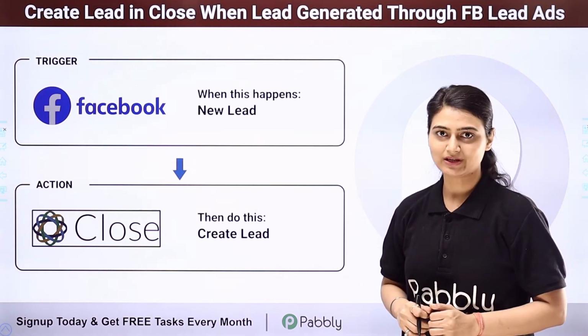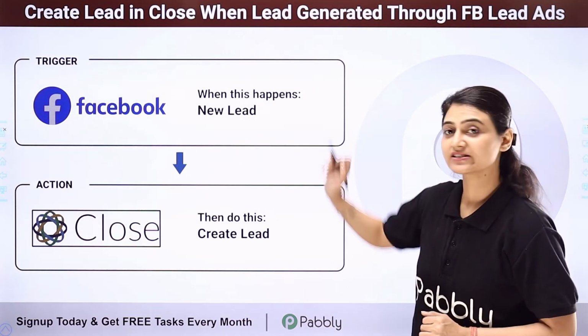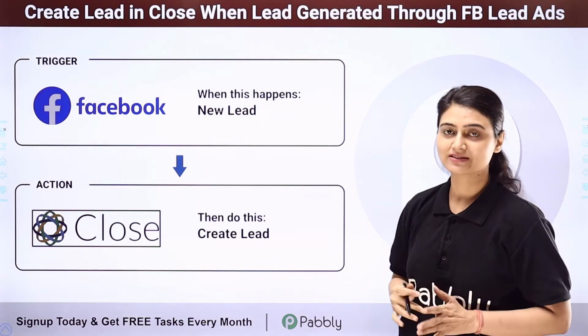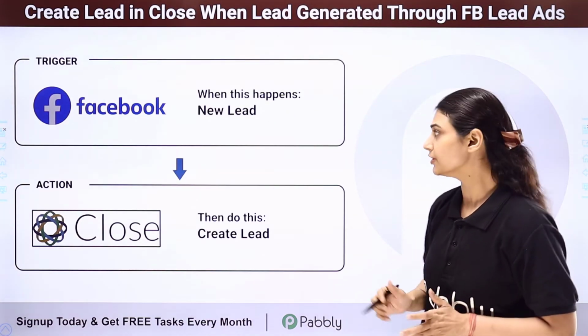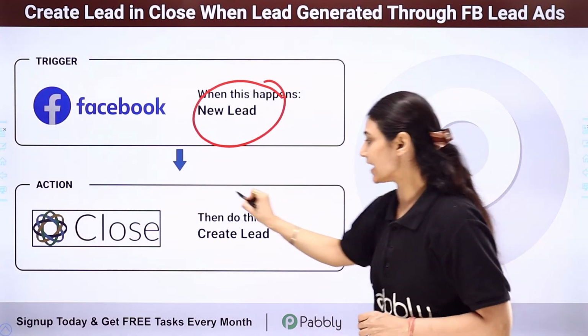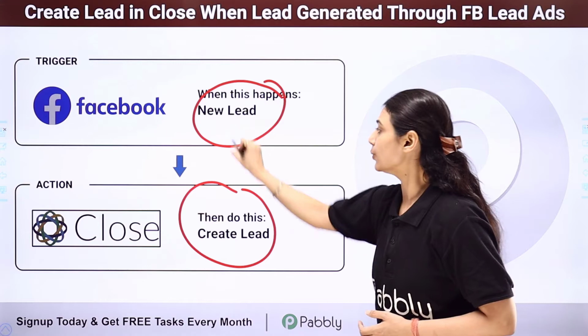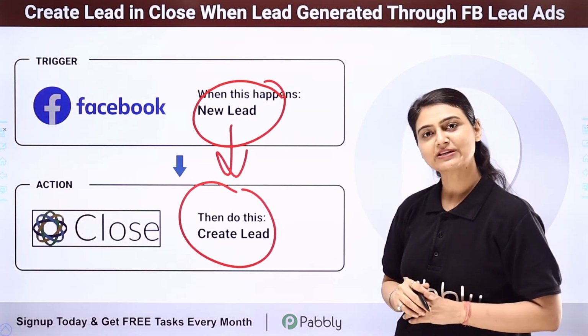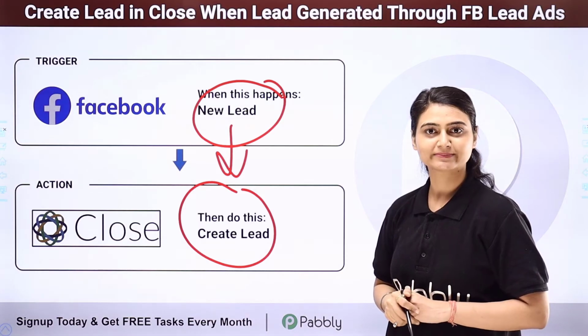In this video, we will learn how you can automatically create a lead in Close when a new lead is generated through Facebook lead ads. So let's say whenever a new lead is generated through Facebook lead ads, you want it to be added in Close as a lead. We are going to automate this entire process using Pabbly Connect. Come to my screen to see how we do this.